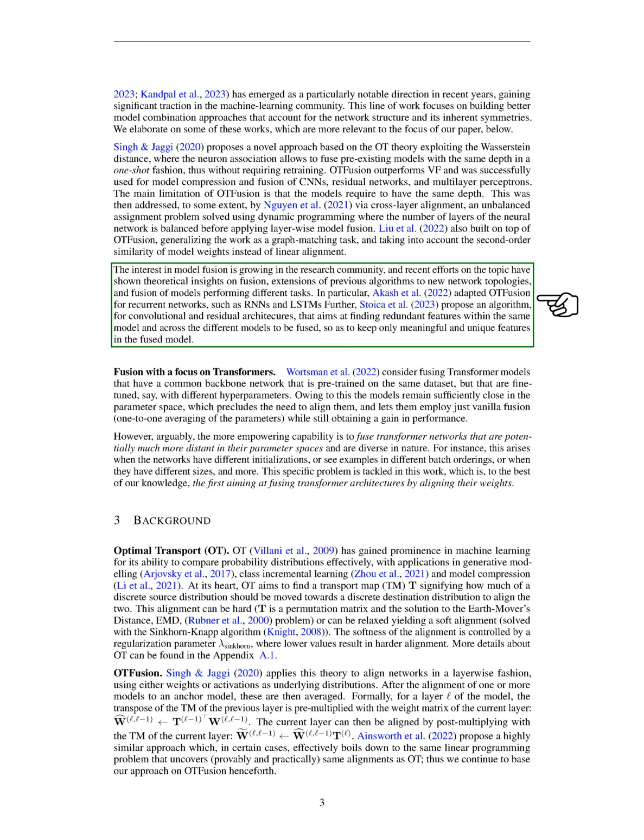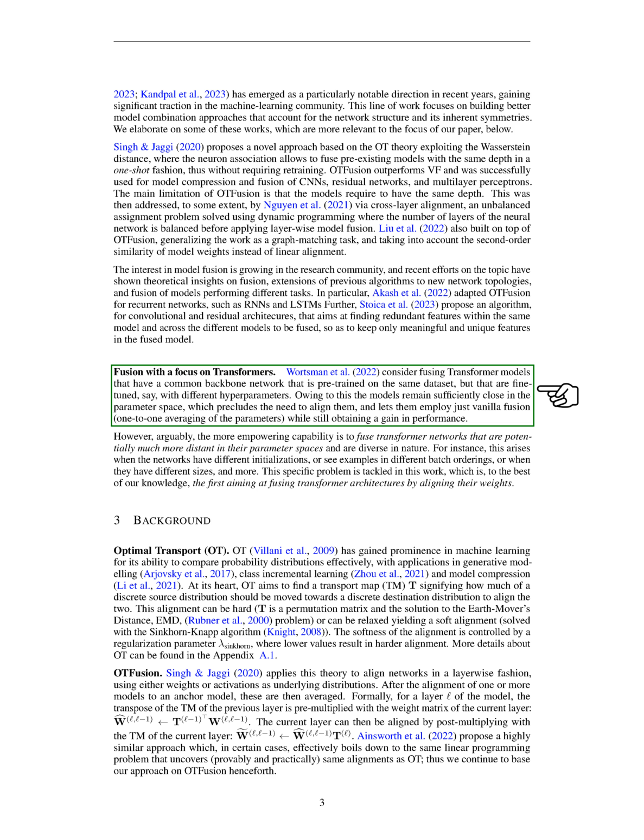Section: Fusion with a focus on transformers. We're looking at how to combine different transformer models that have been trained on the same data but fine-tuned differently. These models are close enough in their parameter space that we can simply average their parameters to fuse them, which improves performance.